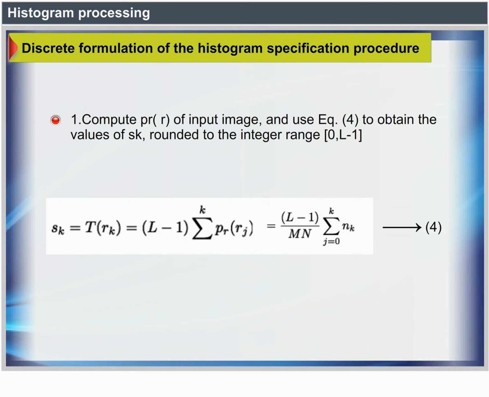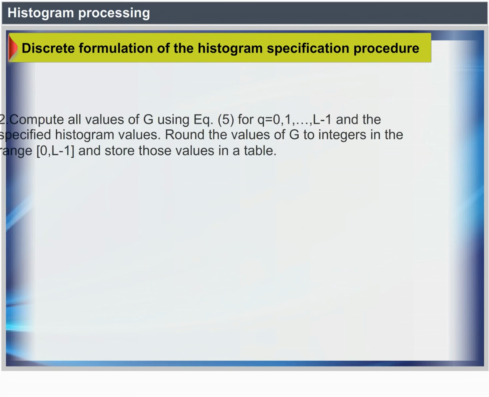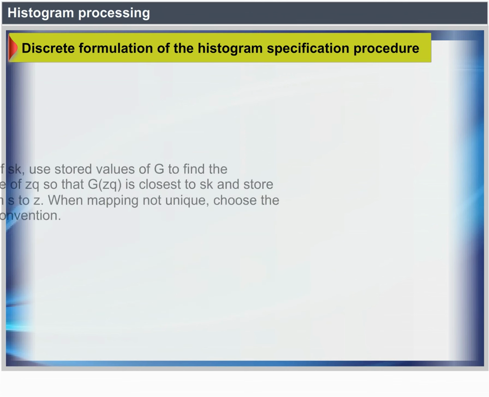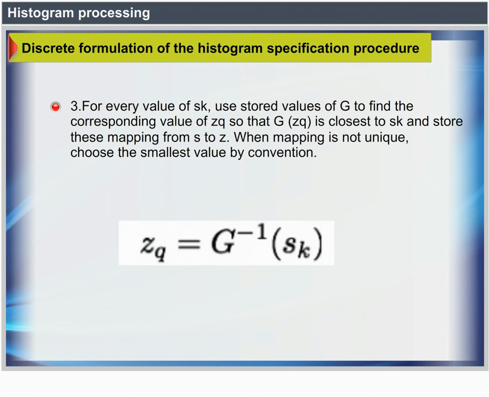For every value of s_k, use the stored values of G to find the corresponding value of z_q so that G(z_q) is closest to s_k, and store these mappings from s to z. When the mapping is not unique, choose the smallest value by convention. Form the histogram specified image by histogram equalizing the input image and then mapping every equalized pixel value s_k of this image to the corresponding value z_q using the mapping found in step 3.